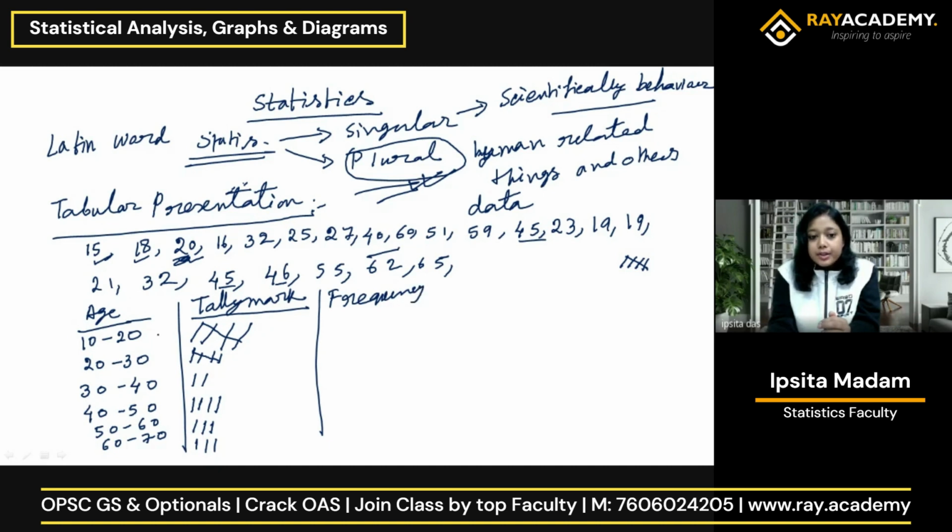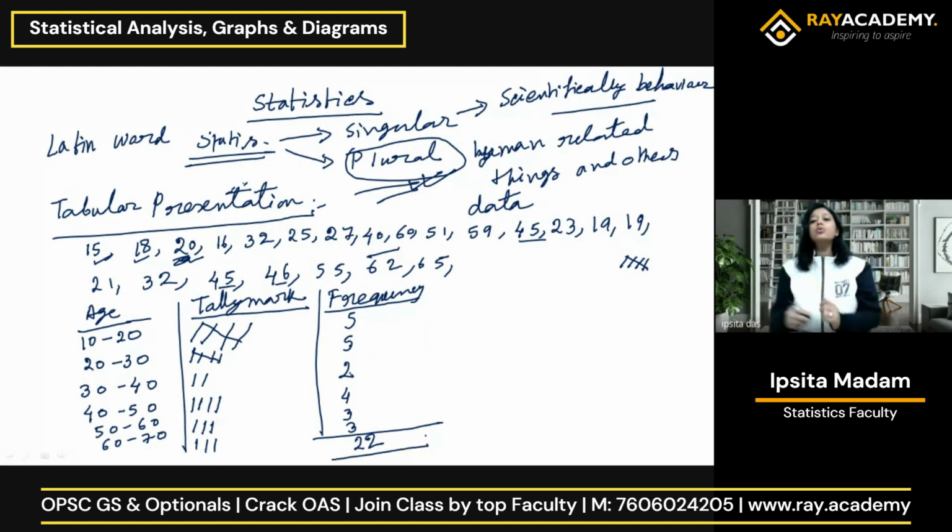Frequency means number of persons. In this age group 10 to 20, how many persons have completed vaccination? 5. 20 to 30, how many? 5. 30 to 40, 2. 40 to 50, 4. 50 to 60, 3. 60 to 70, again 3. So what is the total? 5 plus 5 is 10, 10 plus 2 is 12, plus 4 is 16, 16 plus 3 is 19, 19 plus 3 is 22. Total 22 number of persons completed their vaccination program.